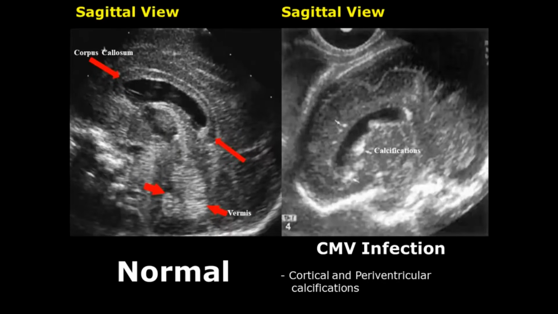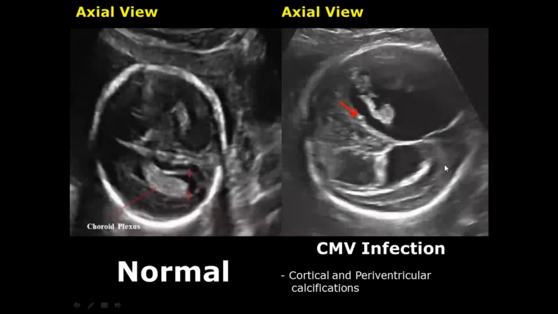CMV infections, or infections from cytomegalovirus, can occur in the fetal brain. They present as calcifications in the brain tissue. Here you can see small calcifications. So when you notice such calcifications, it can be a CMV infection. Here is another example in axial view showing small calcifications in a CMV infection.